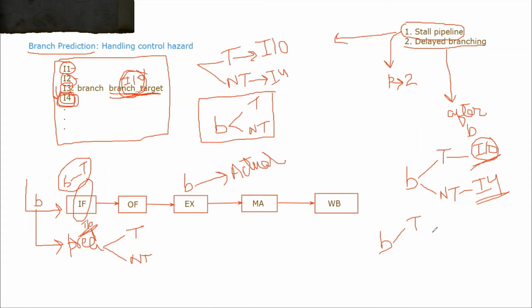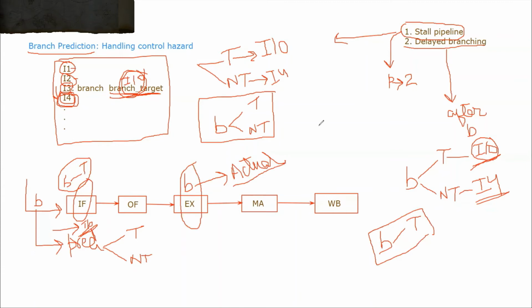So what was my prediction? My prediction was the branch is taken. And in which stage have I made this prediction? I have made this prediction in the fetch stage. And because of my prediction, I was able to fetch the next instruction without any pipeline bubble, or we can say without any delay. However, in the execute stage, we will know the actual outcome of the branch.